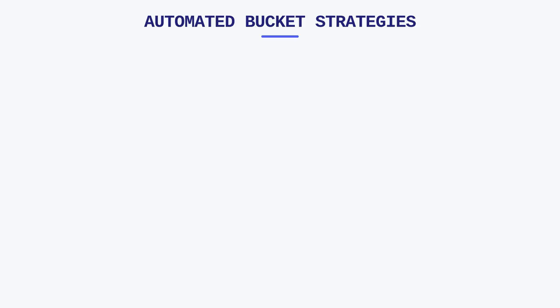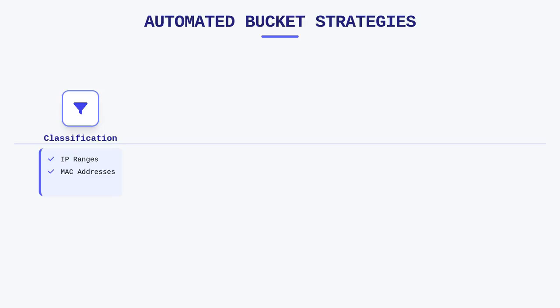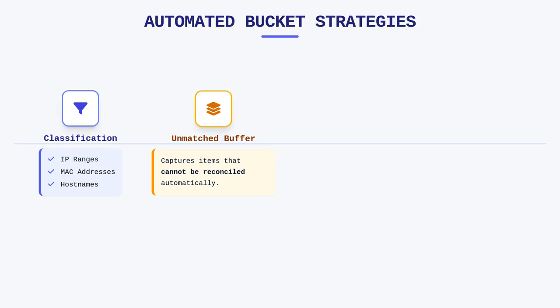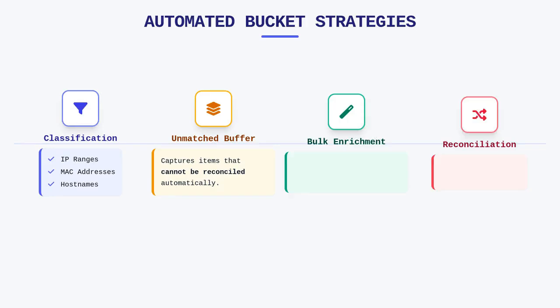Building automated bucket strategies allows your team to handle unidentified infrastructure without manual intervention for every single anomaly. We start by configuring classification rules that examine the metadata provided by scanners, such as IP address ranges, MAC addresses, or partial host names. When a discovery process encounters an item it cannot reconcile, the system places it into an unmatched buffer. You should design manual reconciliation flows that empower your asset managers to review these items periodically, deciding whether to promote them to the CMDB or discard them as noise.